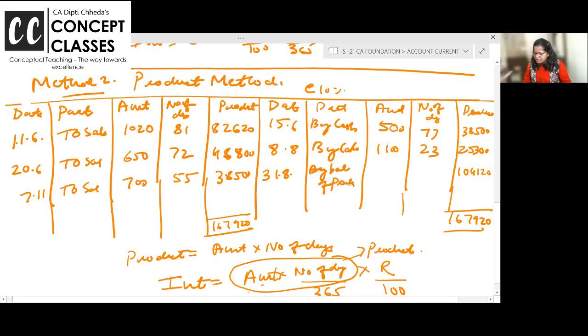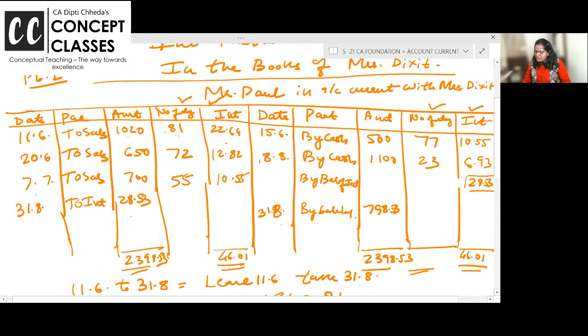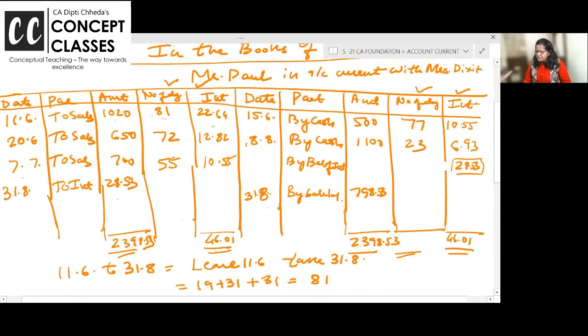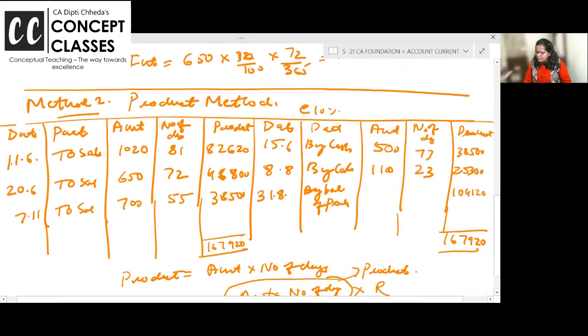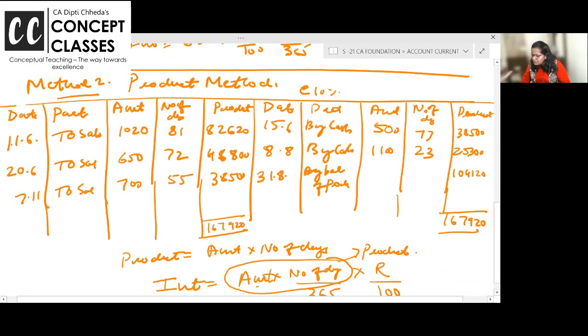Balance of product. See, earlier you got the balance of interest; now you got the balance of product. I am saying it loudly, you can check. Total is 167,920 and balance is 104,120.